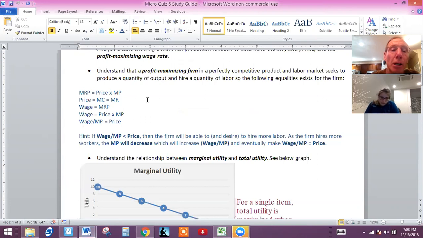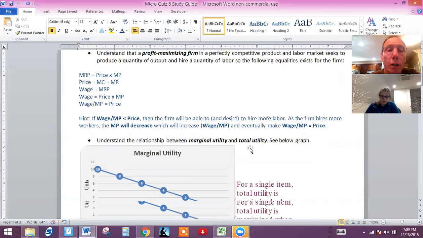And if it's in a perfectly competitive market, the price is going to equal marginal cost, which is also going to equal marginal revenue, so that the price is exactly the same as the last unit that they produce, right? Anyway, we'll talk a whole lot more about that in the next chapter.